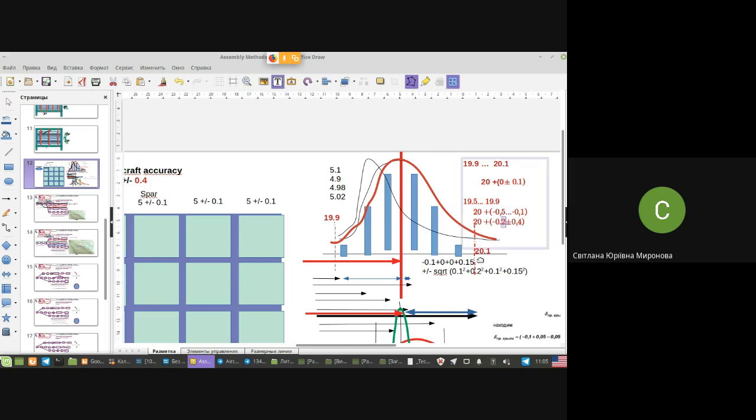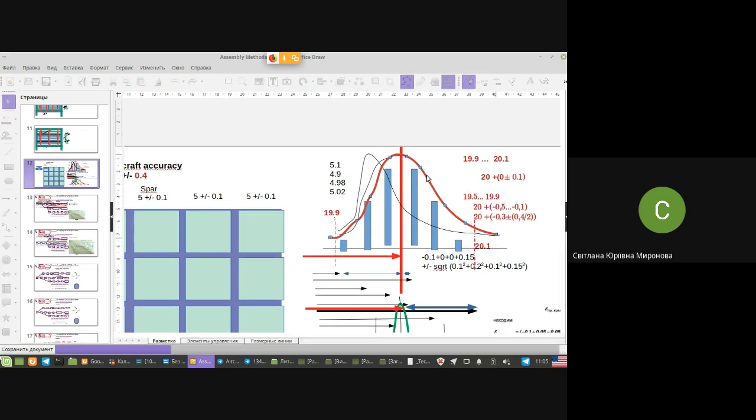Minus 3 must be here. Minus 3. Sorry, I made a mistake. Now, do calculate. If I write it like this, what will you have? Minus 0.3, plus minus 0.2. Or it may be understood as 0.4 divided by 2, the half of the field of distribution. The whole field of distribution equals what? 0.4, yes? The whole width.